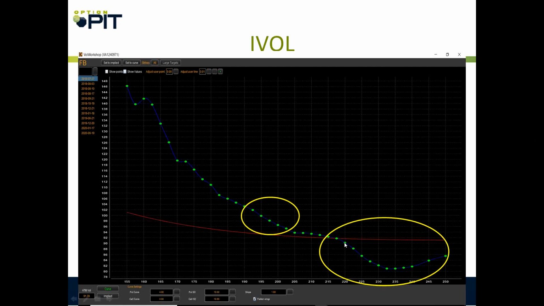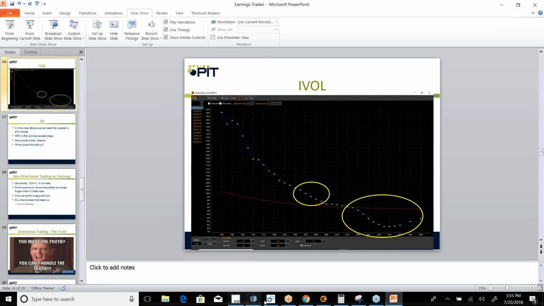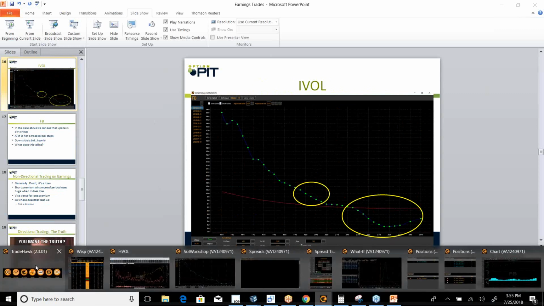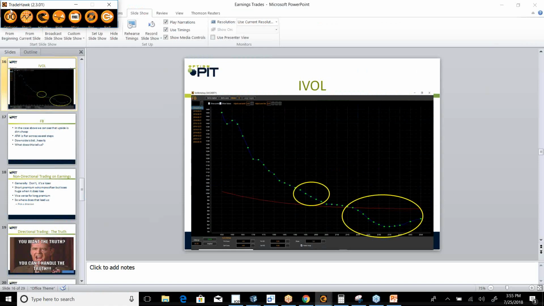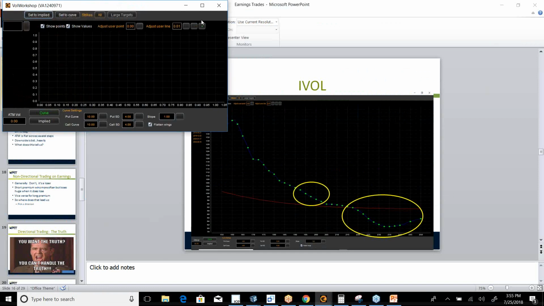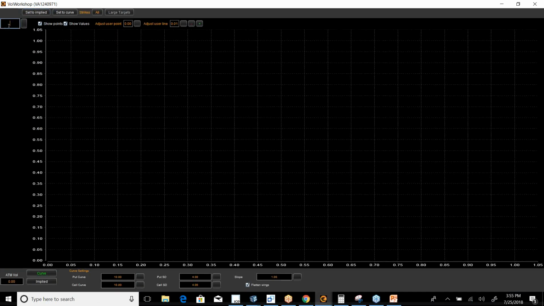The green dots are the strike prices. This is a volatility and skew chart. I like this. So there you have it, folks. This is a really good view when I use a combo of TradeHawk. Let me share that vol workshop and LiveVol.